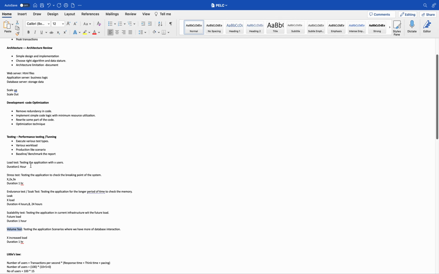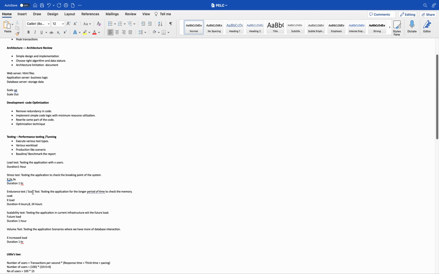In a load test, normally we have a predefined number of users. For example, I am doing a 100 users load test for 1 hour. That number comes from the workload diagram. Stress test is nothing but testing the application to check the breaking point of the system. I will increase my user load from X to 2X to 3X until the system breaks. That comes under the stress test.